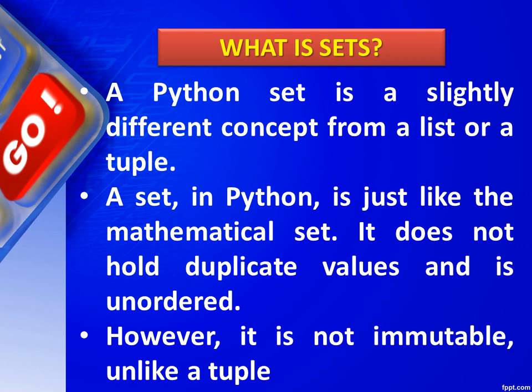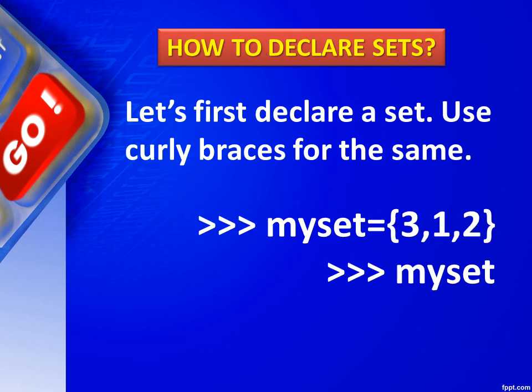A set in Python is just like a mathematical set that does not contain duplicate values and it's unordered. Means we can write in any order. Order does not matter in Python, but keep in mind that a set contains only unique values, no duplicate values. However, it is not immutable, unlike a tuple.